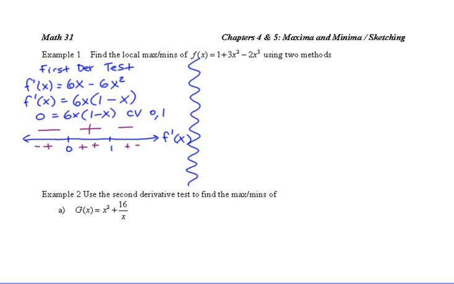Okay, so then we can finally say, looking at decrease, increase, decrease, what do we know? Local min, where? At 0, and plug that into the original: (0, 1). Okay, and local max, f of 1, which is 1 plus 3 minus 2 is 2.